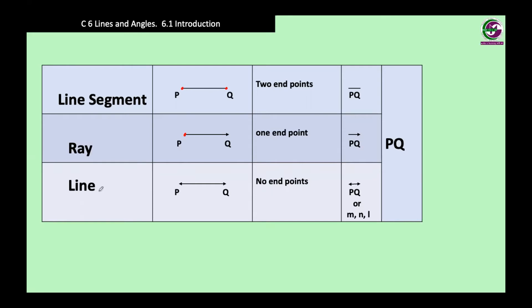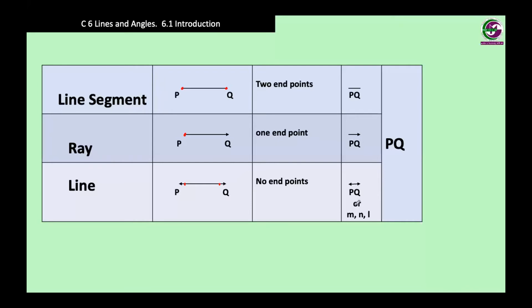The next word is a line. As the word says, it will continue from both the sides. Now, how do we name it? We can take any 2 points in between. Let's say the first point is P and the second point is Q. So we notice that there are no endpoints in a line. So how do you name it? We name it by any 2 capital letters in between them and the symbol at the top.